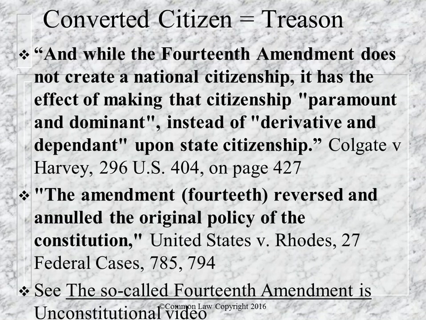And while the 14th Amendment does not create national citizenship, it has the effect of making that citizenship paramount and dominant instead of derivative and dependent upon state citizenship. And that's U.S. Supreme Court, Colgate versus Harvey. So they went and converted U.S. citizenship into the opposite. Matter of fact, the next site even says it. The amendment reversed and annulled the original policy of the Constitution. How do you spell treason?